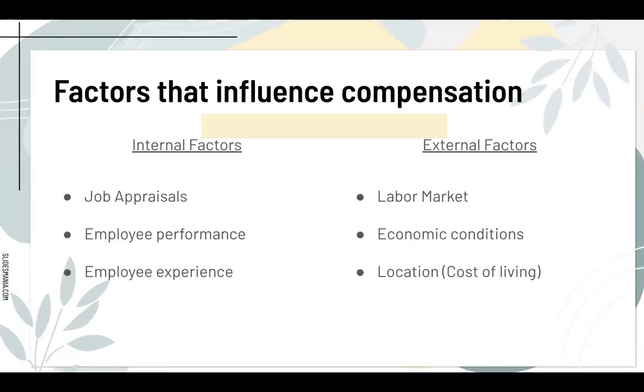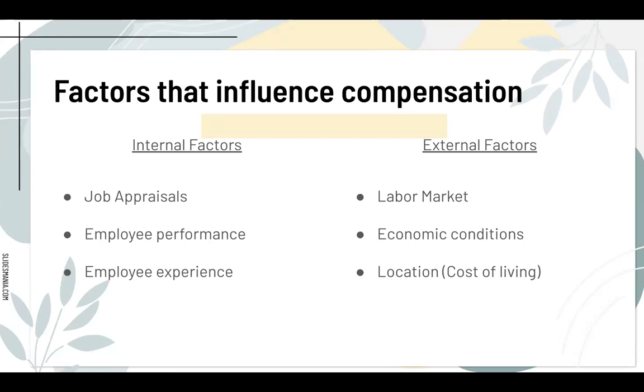Factors that influence compensation are internal and external. The internal factors are job appraisals, employee performances, and employee experience. So this is what makes up your compensation. As long as you have a good job appraisal, great performance, and good experience in the job, you will most likely get a really good compensation package. But if it's the opposite, you might be getting something that you don't really want.